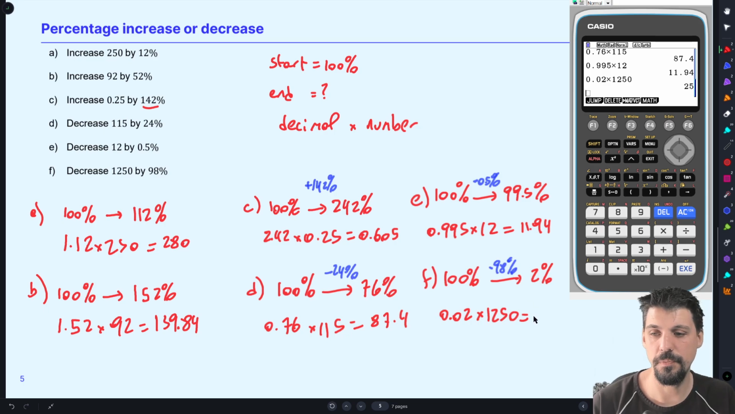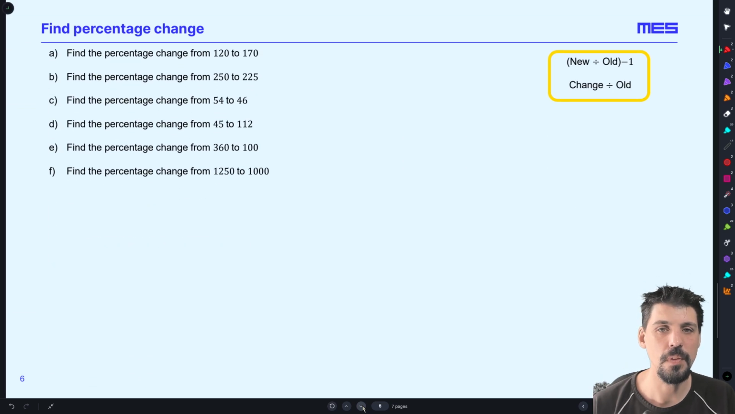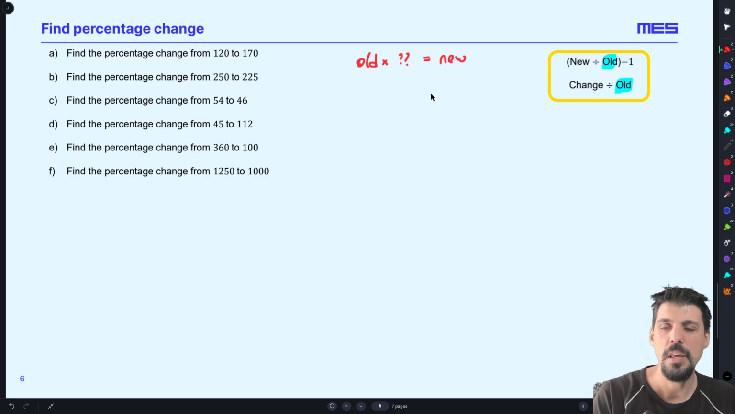To get 25. So this is how we can find percentage increase and decreases. Now, a percentage change. Really, we want to find out how we are going from the old to the new. So the real thing is it's new divided by old. If you remember anything, it's old. So really what we are trying to do is, because we are going from old times by that decimal and we end up with the new one. So what we are looking for is to rearrange that to find what is that multiplier that we are doing.